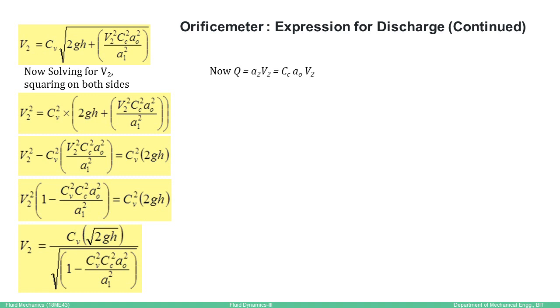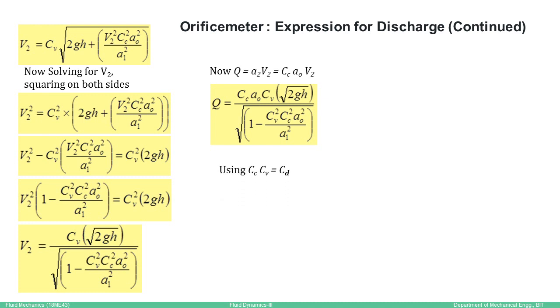Q is equal to A2 V2. So A2 is Cc into A naught. So using that we have Q is equal to Cc into A naught into V2. And substituting that V2 expression in this Q, we have Q is equal to Cc into A naught Cv root of 2gh divided by 1 minus Cv square Cc square A naught square by A1 square. And we have this expression which will be discussed later.